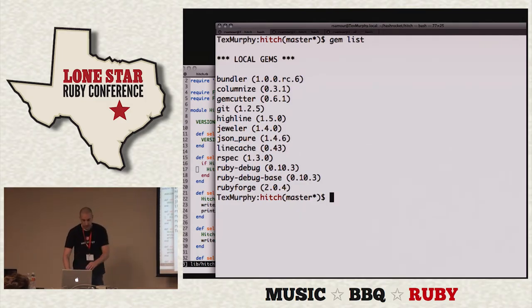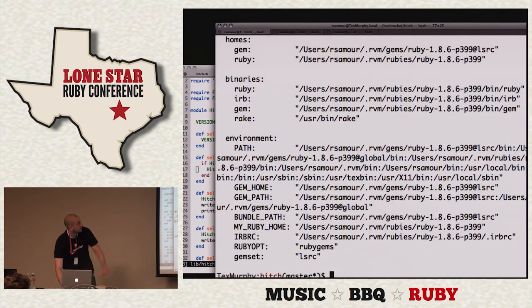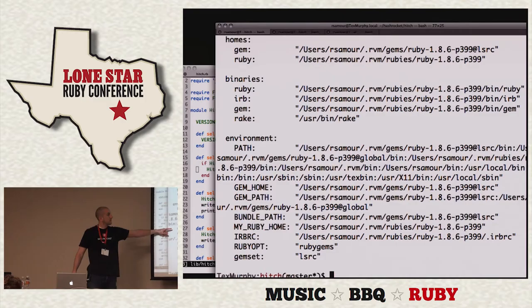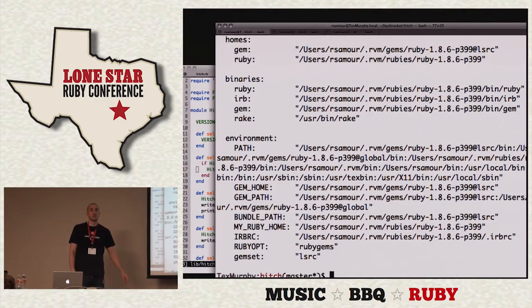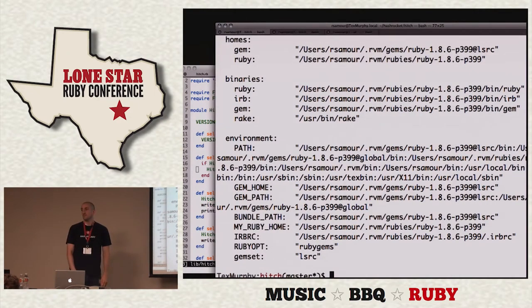So there you go. This gem set, sorry, this is the LSRC gem set. And I just populated it just like that. And then if you have the gem set across Ruby versions, do you have to bundle install them? Yes, that's exactly right.